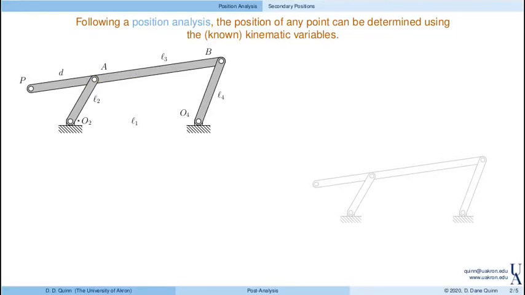So we have an input link L2 that is connected to the ground, and then link 3, the distance between A and B, I'll assume to be L3. However, the total length of this bar is L3 plus D, and this distance D extends out to the left. And then link 3 is connected to link 4 at B.